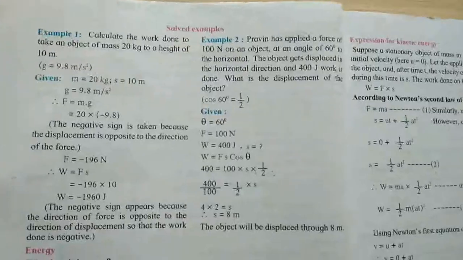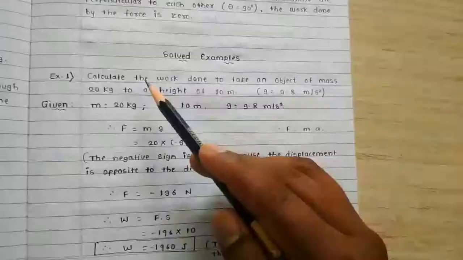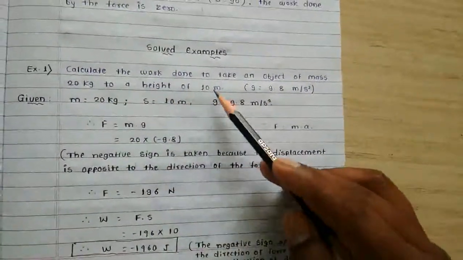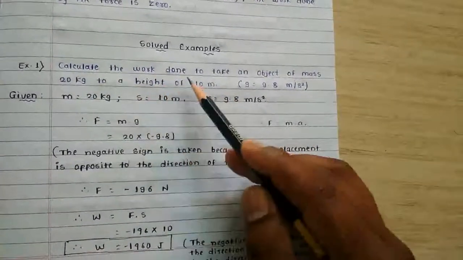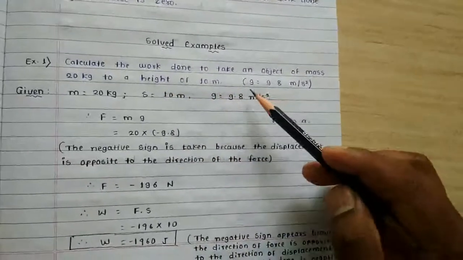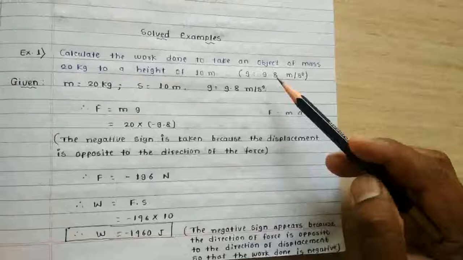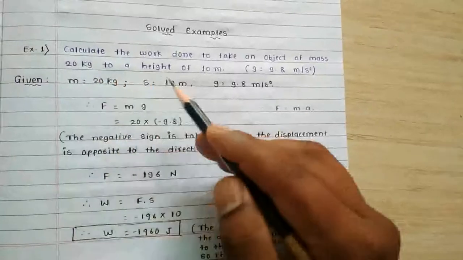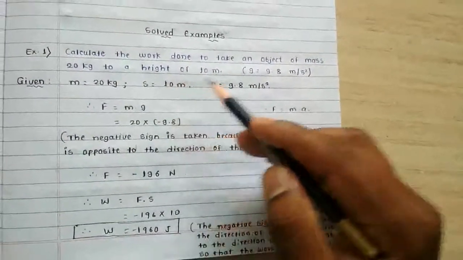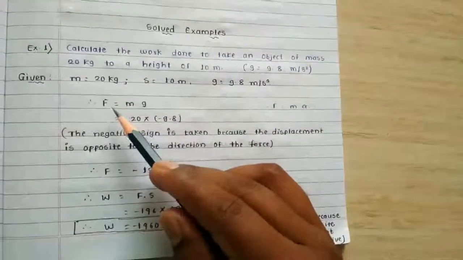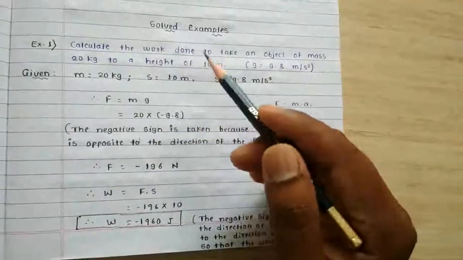Next we are studied about the solved examples. So the first solved example is, calculate the work done to take an object of mass 20 kg to a height of 10 meter. Here we can take g, that is the acceleration due to gravity, as 9.8 meter per second square. So given mass is 20 kg, displacement or height is 10 meter, acceleration due to gravity is 9.8 meter per second square, and we know the formula of force. Here we can calculate the work done.